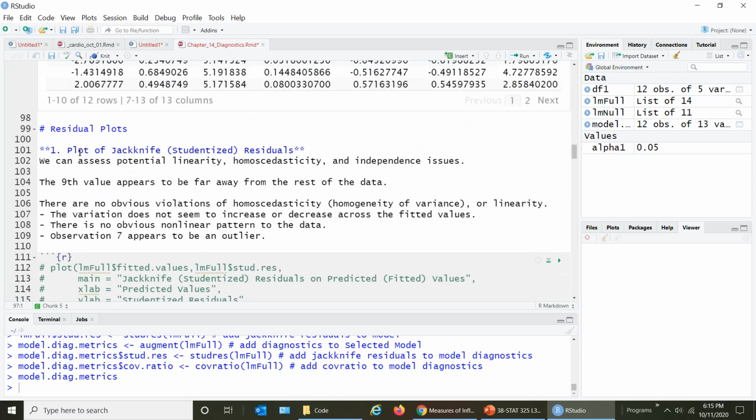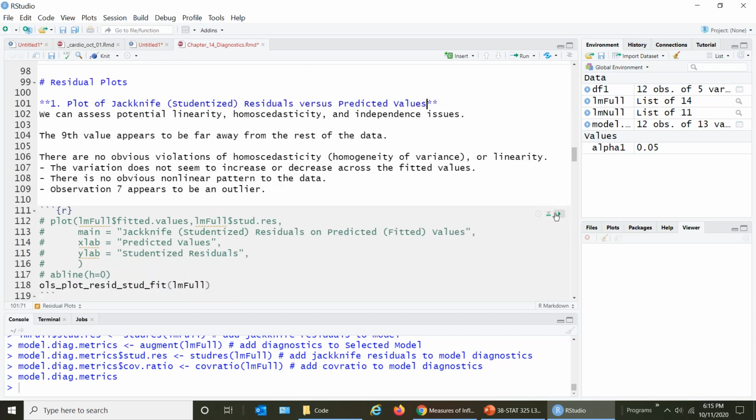Okay, so the first thing we're going to do is look at the residual plots. And the very first plot is the plot of the Jackknife or studentized residuals versus predicted values. And so with this, we can assess any issues with linearity, homoscedasticity, and independence. And so let's go ahead and run that.